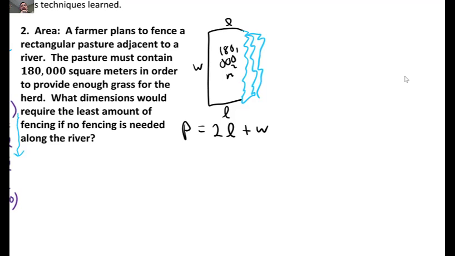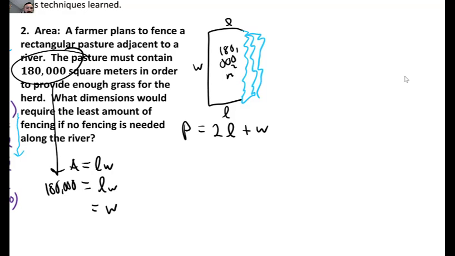Okay, so I could take the derivative at this point, but I've got 2 independent variables, and so that's going to be problematic for me. I don't want to deal with that just yet. So I'm going to use this other information that I want the area, which would be length times width. I want it to be 180,000. So I could use that to maybe solve for W or L, take your pick.